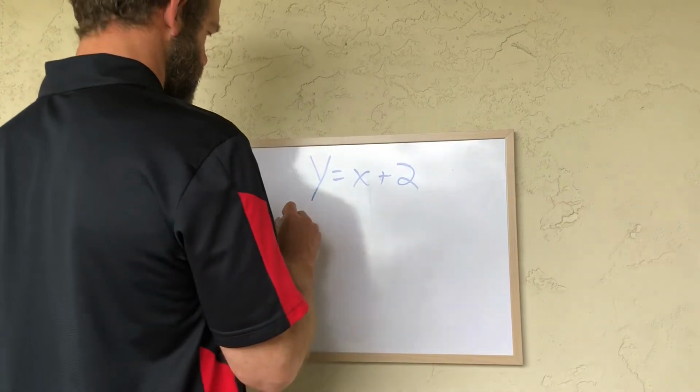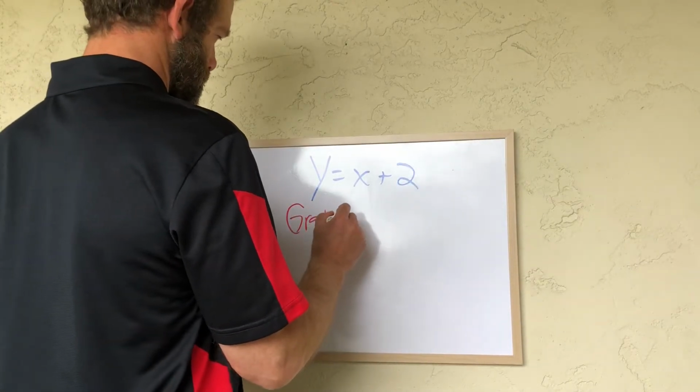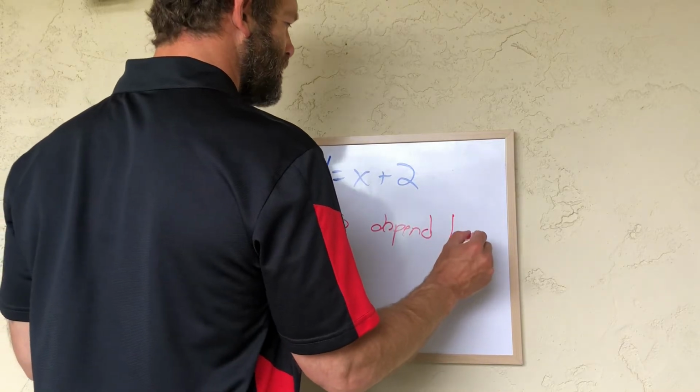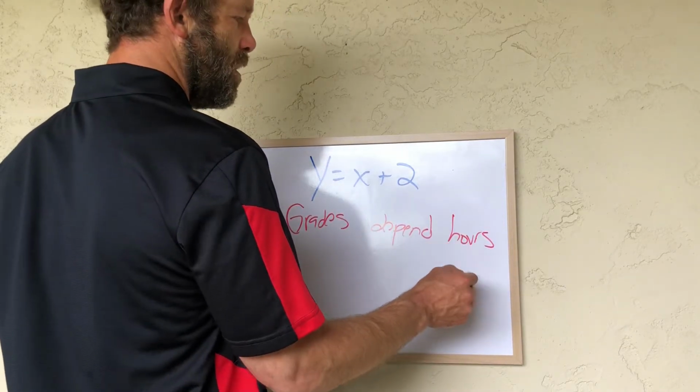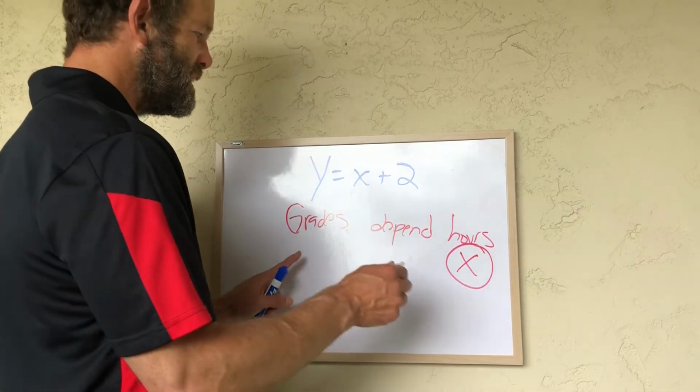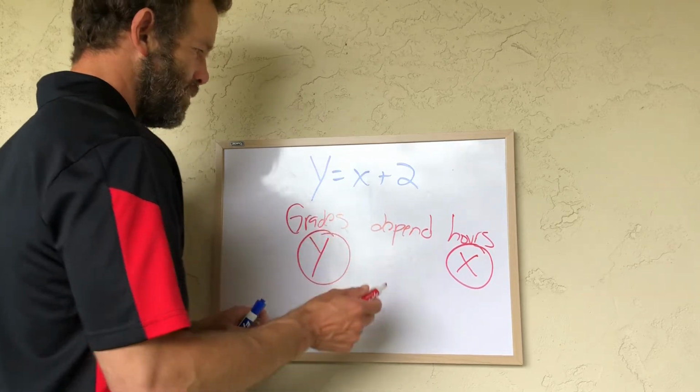How many hours you study does not depend on the grades that you get. Well, how do you do good on a test? You study. If you don't study for a test, you do horrible. The amount of hours you study and your grades are the two factors. Your grades depend on how much you study, on your hours that you study. So your hours is your x, that's your independent variable. The grades is your dependent variable.